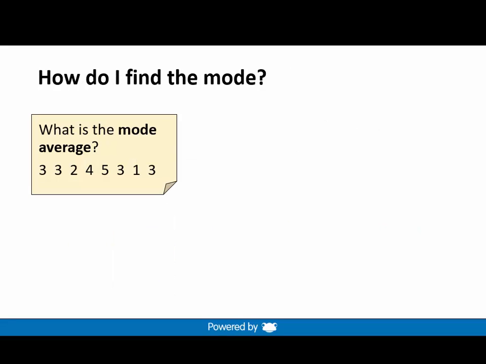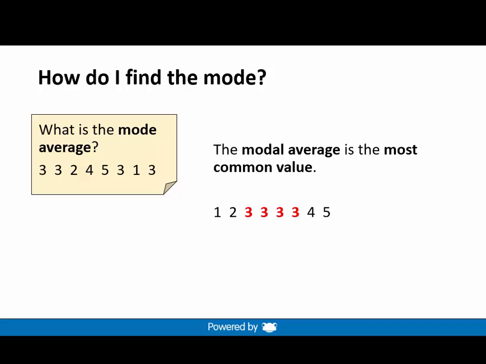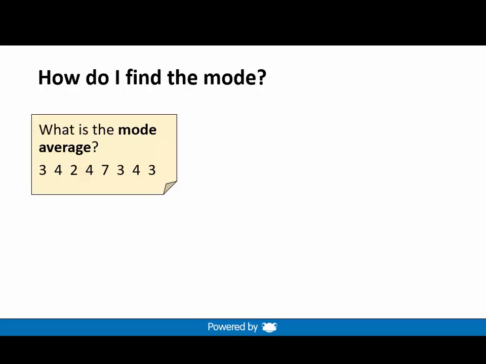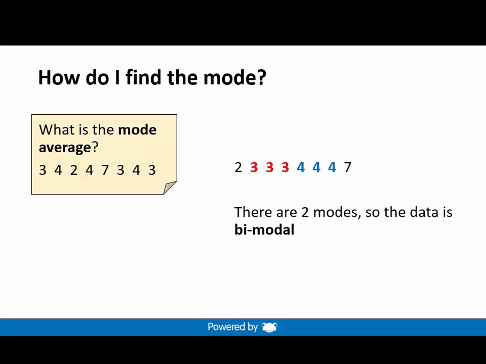So let's review. How do you find the mode? The modal average is the most common value. So if we put these numbers in order, we can easily see that 3 is the mode here. If we look at this example, we put the numbers in order, and I can see that there are 2 numbers that appear 3 times. So this data is described as being bimodal.